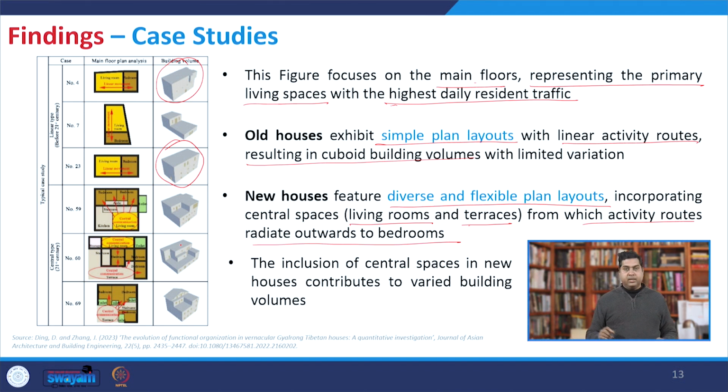Here you can see that all four plans are not the same, and there might be a terrace which gets connected to different bedrooms, or else it can also have a living space, right? And then you have a certain organization of other spaces and activity spaces like the bedroom, toilet, dining, etc. The inclusion of central space in new houses contributes to varied building volumes, and because of that terrace you no longer have a cuboid shape. So it is giving certain elevations to the building as well.